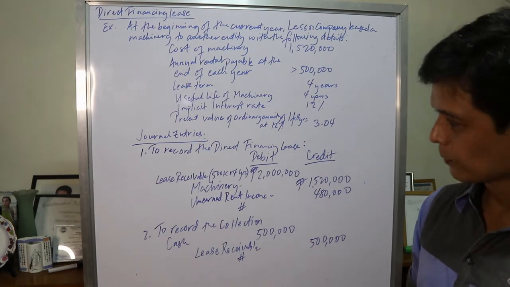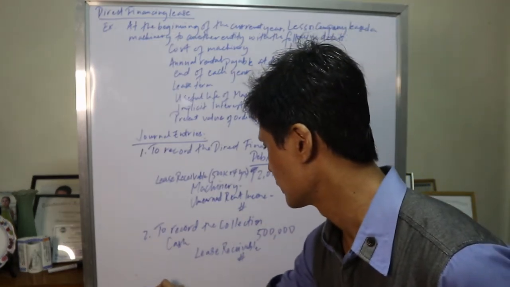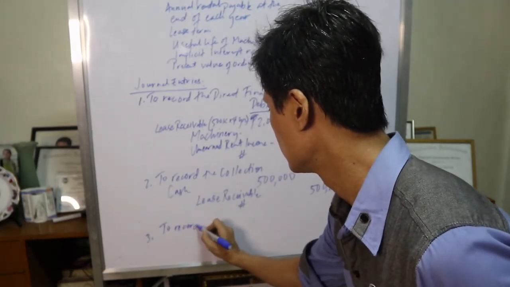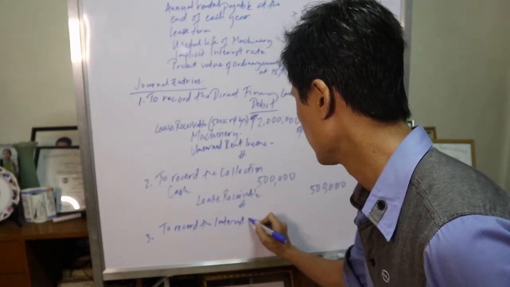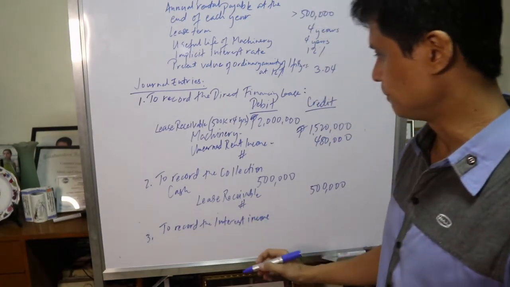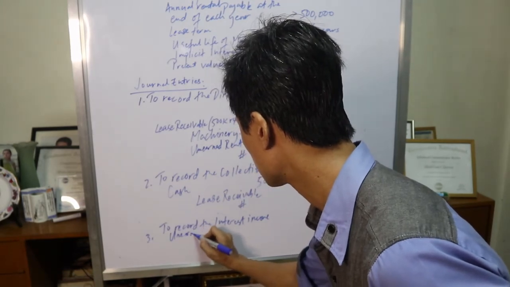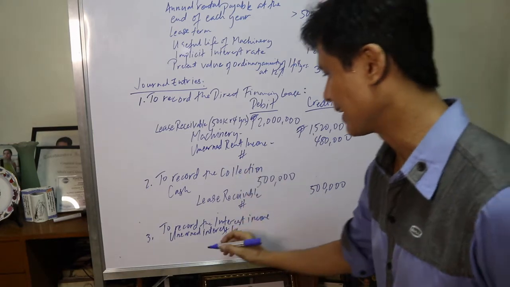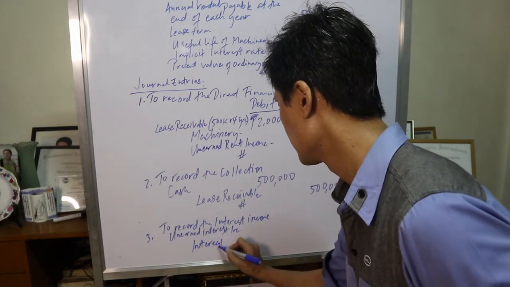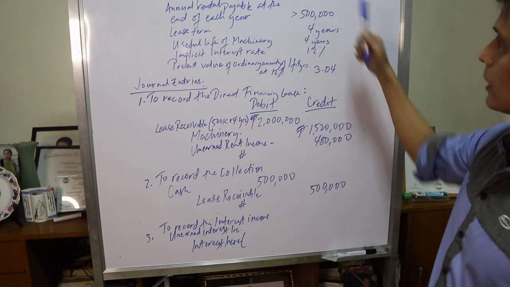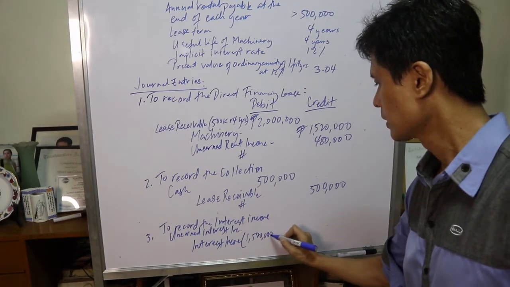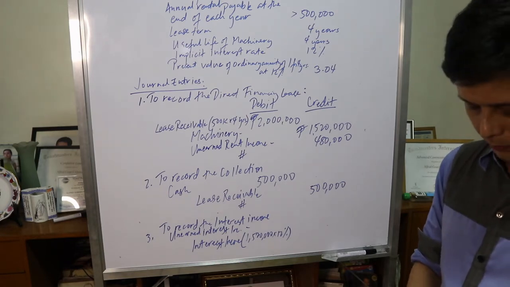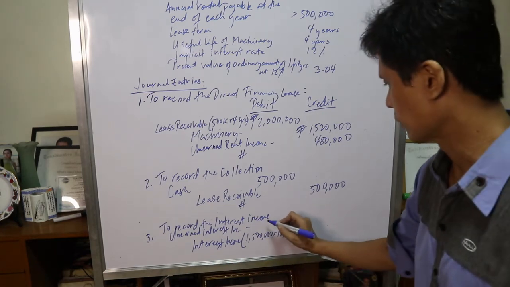And then, yung pangatlo, mag-recognize na tayo ng interest income. So, this one is number 3. Okay, I hope you can see it there. Okay, so this is to record the interest income. So, this would be debit unearned interest income. And of course, yung credit, interest income. So, paano pag-compute niyan? So, ibabase natin dito sa cost of the machine. So, 1,520,000 times 12%. So, that would be 182,400.